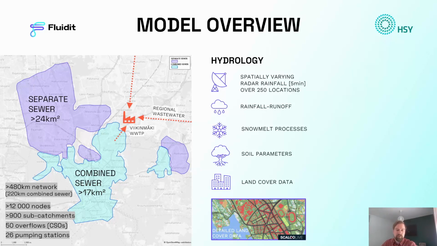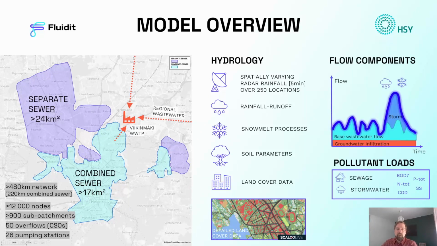Then on the catchments, we also simulate the soil parameters, and we are using detailed land cover data to estimate all the catchment parameters. In terms of the flows, we have the groundwater infiltration, of course. Then we have the base wastewater flows based on patterns and typical usage. And then there is the storm peak, which could be caused by the rainfall or the snow melt.